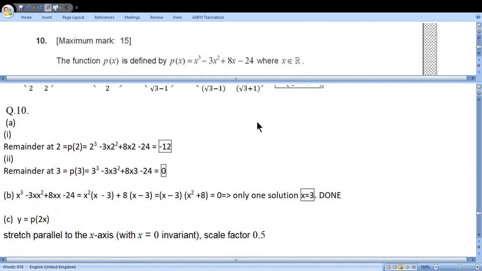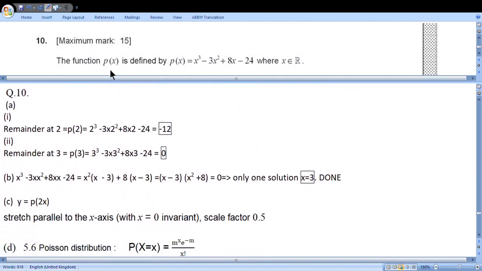Question 10. The function p is defined this way.